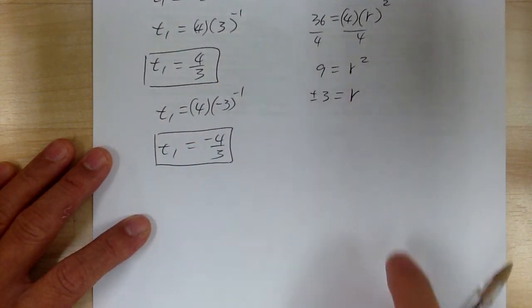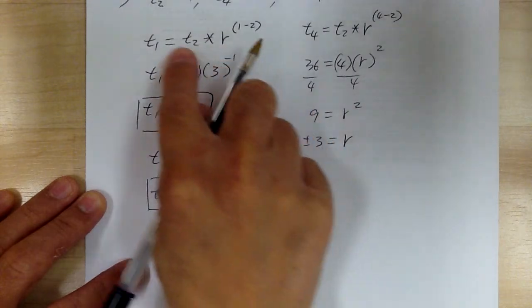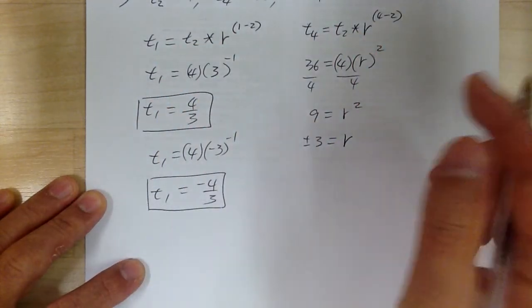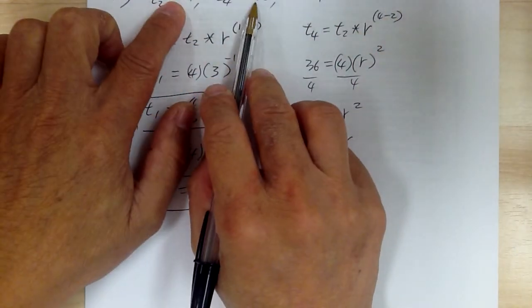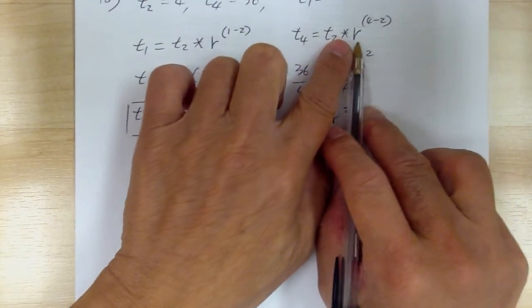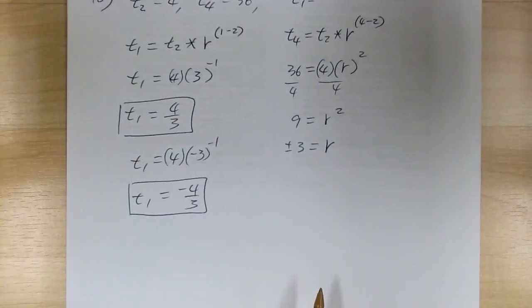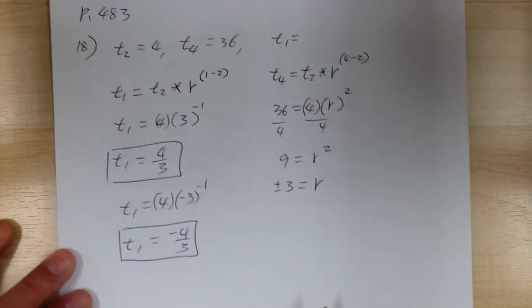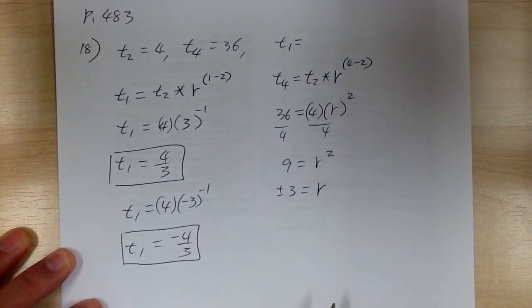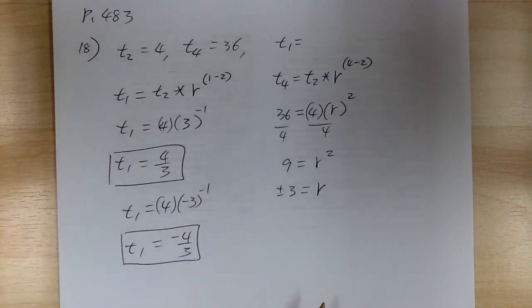So you can basically use a formula over and over again, using whatever is given to find what is unknown, and then use that to substitute in here. That's what you need to do with all these problems. Okay, let's go ahead and do some practice.